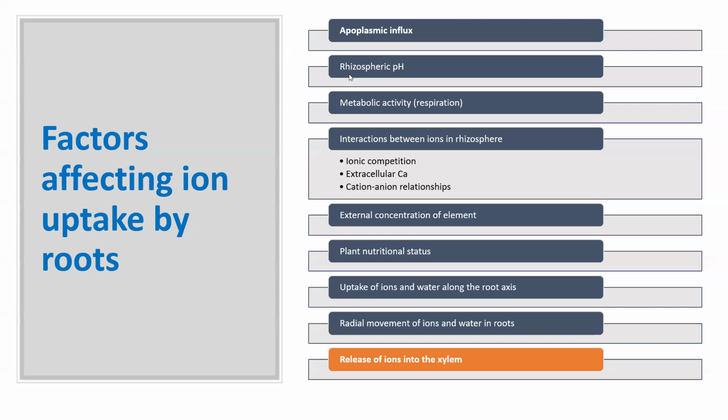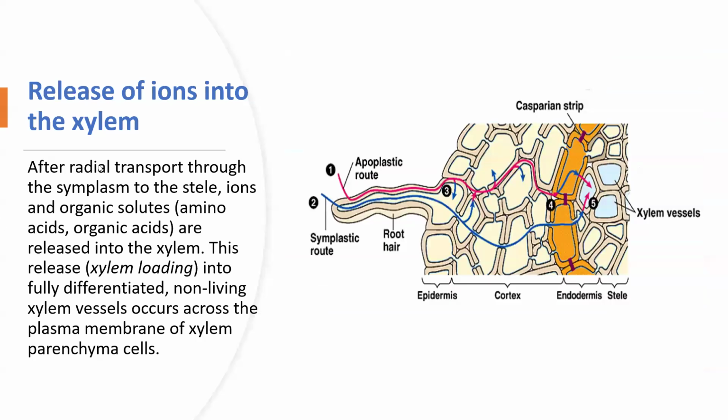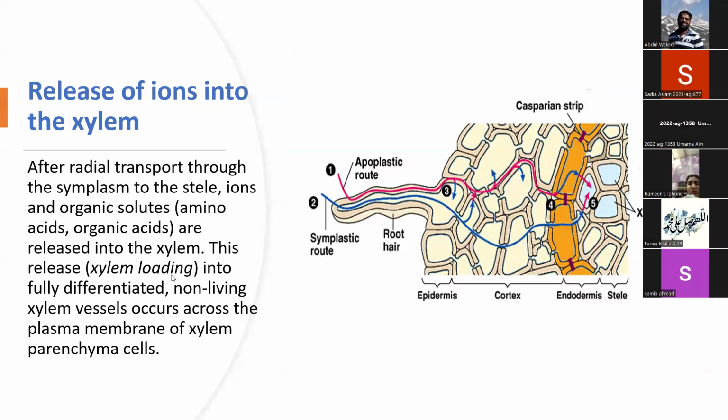So the next and the last factor which affects nutrient uptake by roots is the release of ions into the xylem. After radial transport through the symplast to the stele, ions and inorganic solutes are released into the xylem. This release into the fully differentiated, non-living xylem vessels occurs across the plasma membrane of the xylem parenchyma cells.